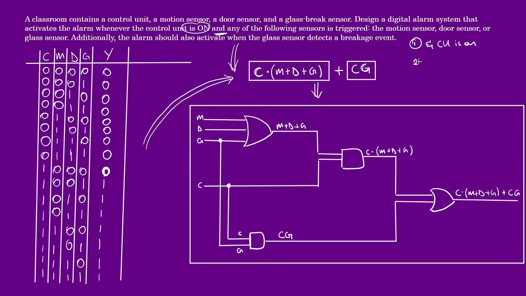But if you assume that the glass sensor can detect a breakage event even though the control unit is off, then this should just be the glass sensor, meaning that all these other conditions where the glass sensor is high would form part of the inputs. So here, instead of having C and G, you just simply have G. So it would be or G. These kinds of things depend on how you set up your question. Both are valid, given you're able to explain why you came up with your decisions.